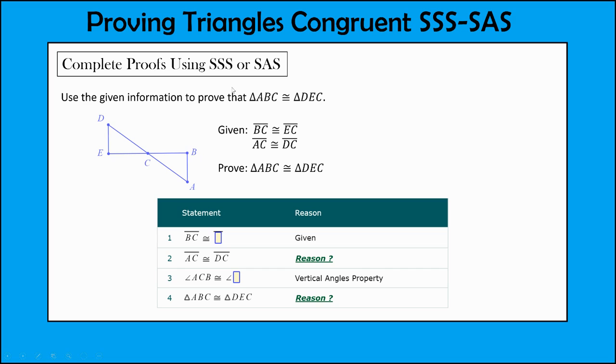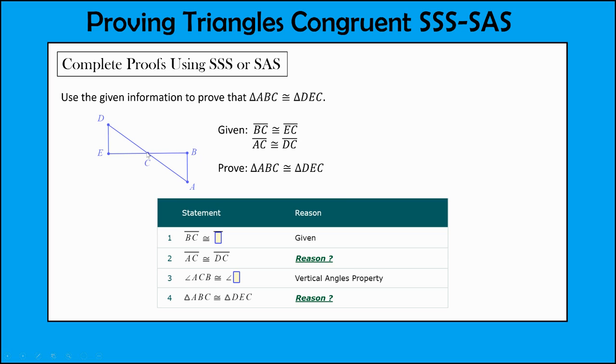One key part of this is that when you're doing one of these proofs, I think it's extremely important that you make a drawing and make a plan for how you're going to do it. So in this case, here are my givens, or here's the information. I want to prove that triangle ABC and triangle DEC are congruent.